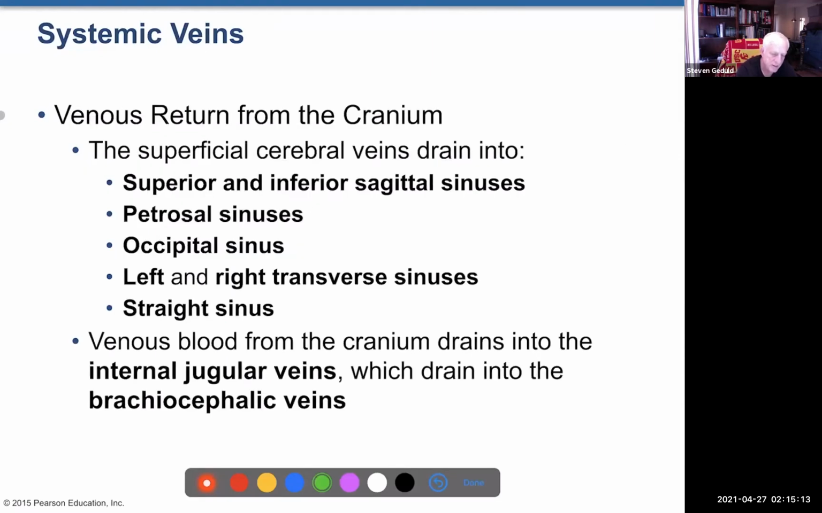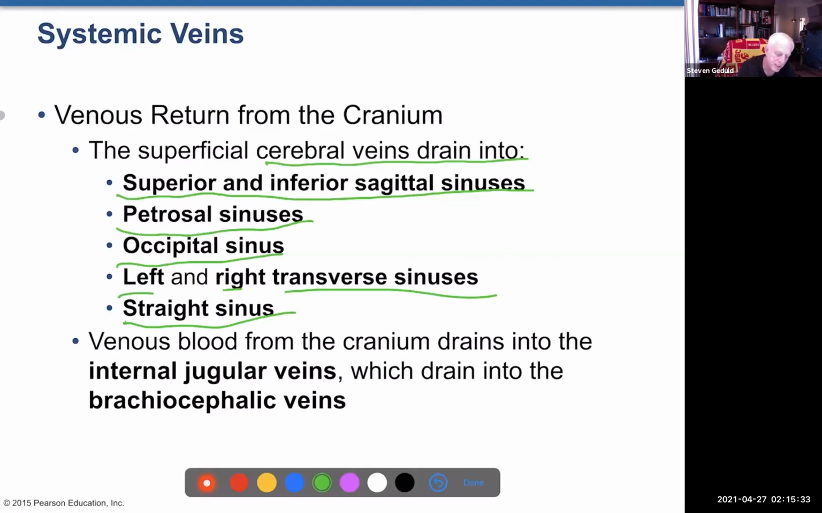The superior cerebral vein drains into the superior and inferior sagittal sinuses, the petrosal sinuses, the occipital sinuses, and the left and right transverse sinuses into the straight sinus. This is all venous return from the cranium. Venous blood from the cranium drains into the internal jugular vein, which drains into the brachiocephalic vein, which drains into the superior vena cava.